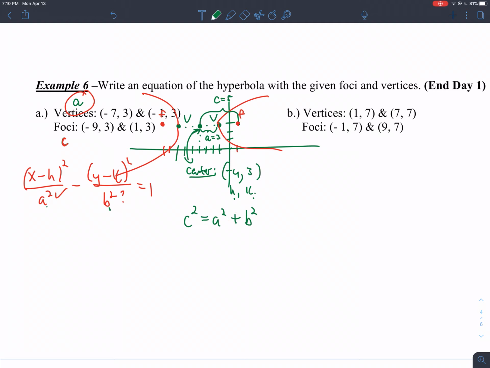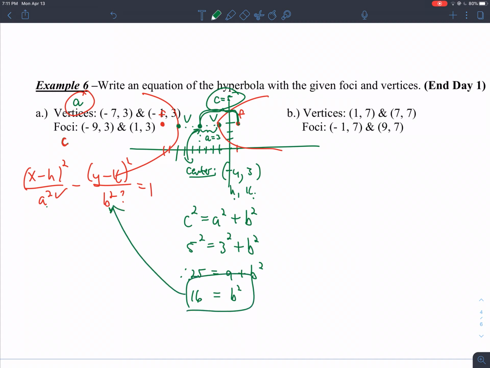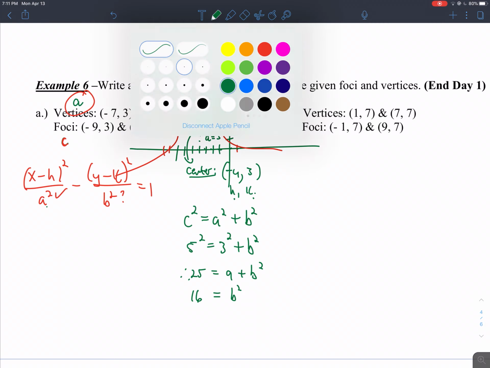Okay, and now I'm plugging stuff in, but I know C, we just counted from here to here, C is 5. So 5 squared equals, and I know A, which is 3 squared plus B squared. It's the thing I don't know. And so I have 25 equals 9 plus B squared. So if I subtract that, what do you get? 16 equals B squared. And I stop there because I'm looking for B squared for my formula. I don't take the square root. I always take the square root and I end up plugging it into the formula as a square again.